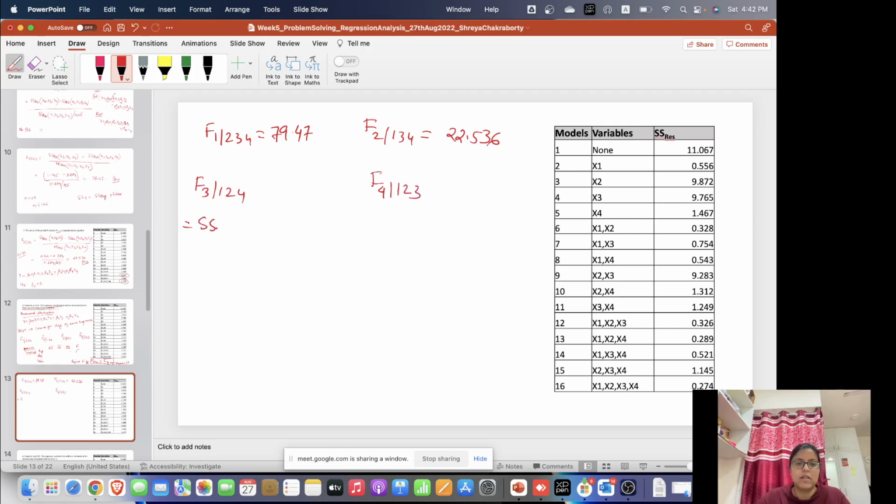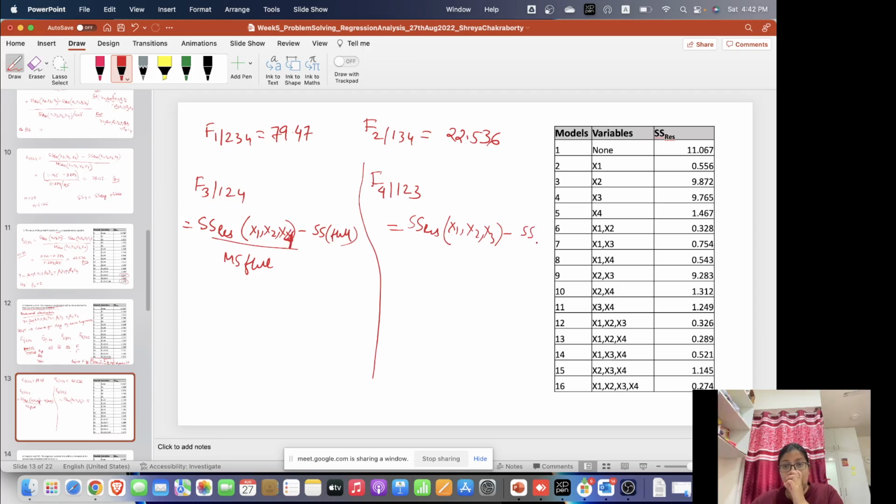So for this one, the same formula: SS residuals due to x1, x2, x4 minus SS full, divided by MS full. And here again, this one would be SS residuals due to x1, x2, x3 minus SS full, divided by MS full. So if we substitute, x1, x2, x4 is this one.